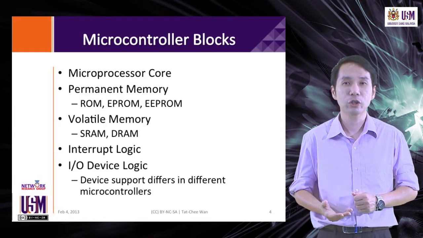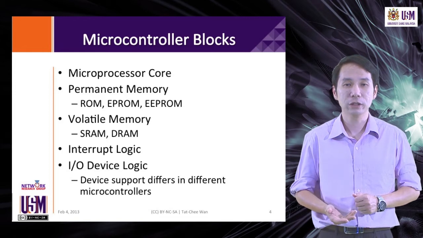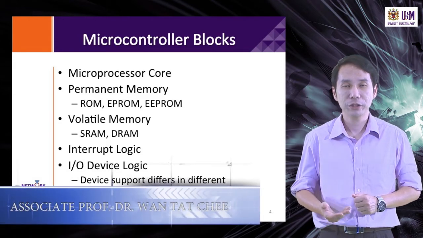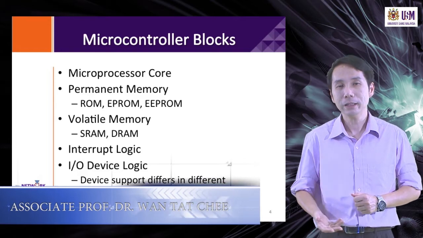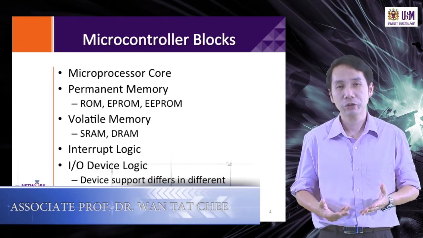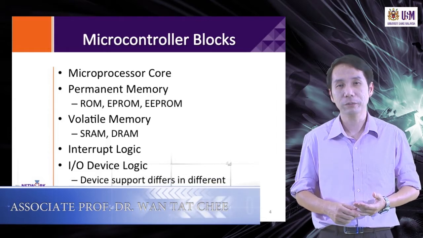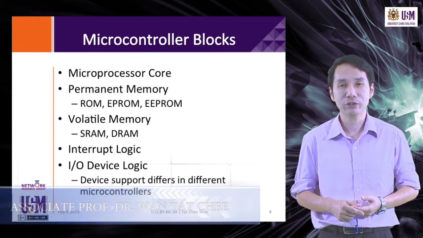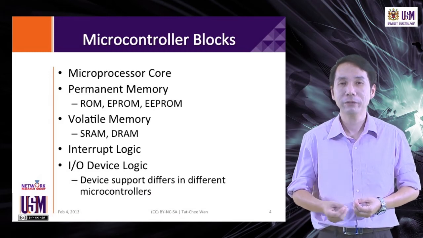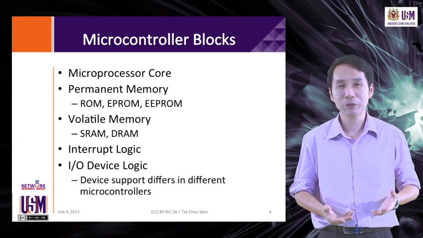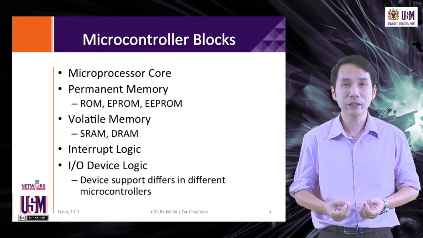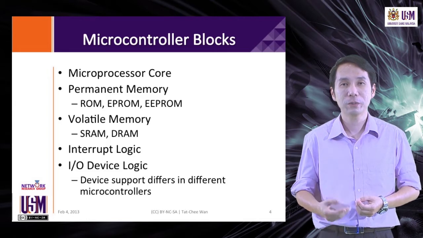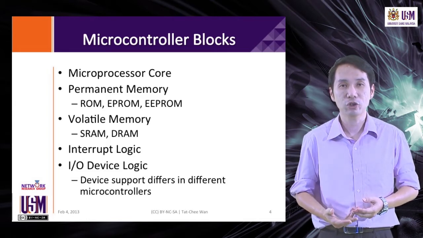First, we will look at what are some of the microcontroller blocks found in a typical microcontroller. First, there is the microprocessor core, which is the same as in any other microprocessor, which is the brains of the CPU. Then, typically we also have permanent memory storage, such as ROM, EEPROM, or E2PROM, that can be erased electrically. Third, we will have volatile memory storage, such as SRAM and dynamic RAM. And then we have the interrupt logic, which controls the reception of signals generated by peripherals to trigger events in the microcontroller. And finally, we have the I/O device logic, which is used to support different peripherals and different types of applications depending on the microcontroller.